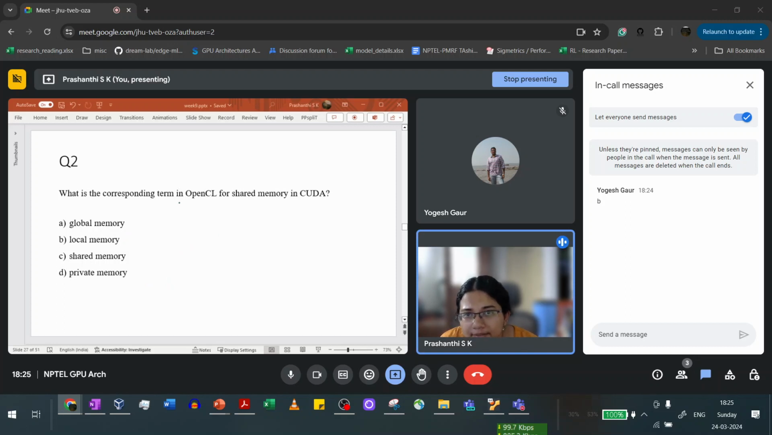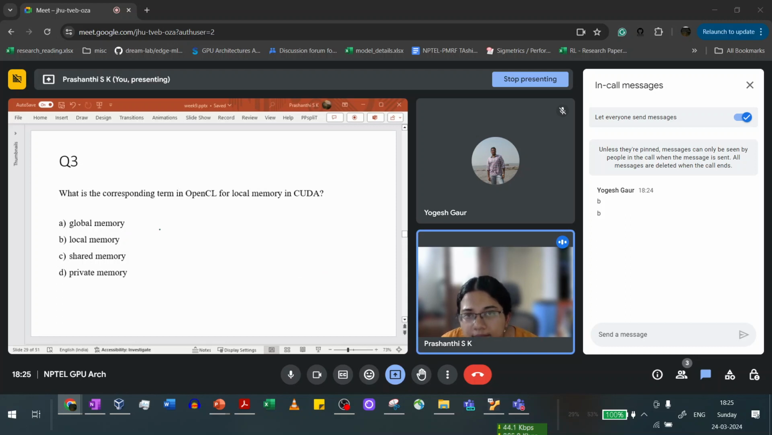What is the corresponding term in OpenCL for shared memory in CUDA? Global, local, shared, private. B. Yes, that's also correct.